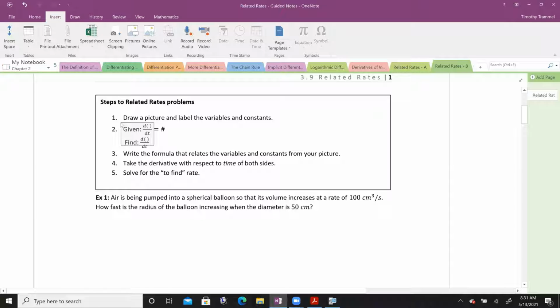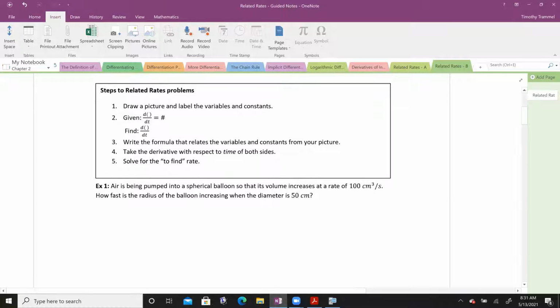So when we actually go to write things, we'll be writing things like dV/dt for the rate at which the volume is changing. Okay. Or dr/dt, the rate at which the radius is changing. Okay. But once we're done with that, we'll have some variables that we actually want to connect. Okay. Like we need an equation that connects these things that the question's talking about. And that's what step 3 is.